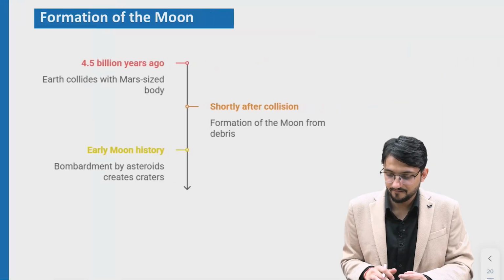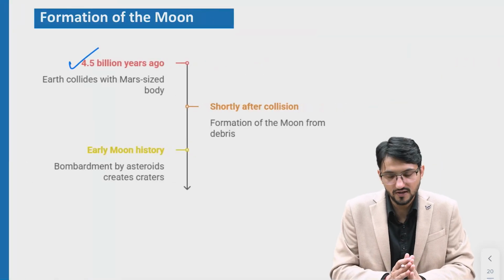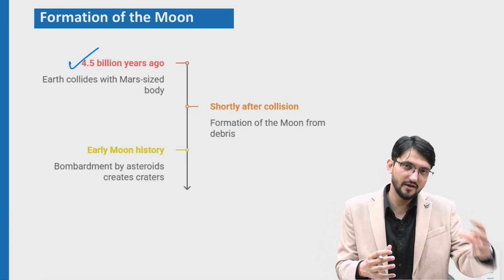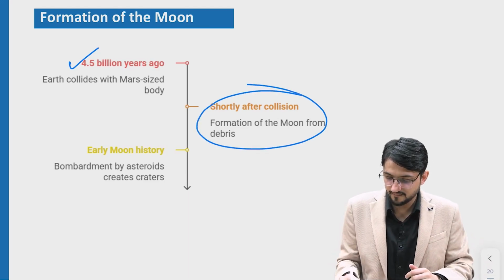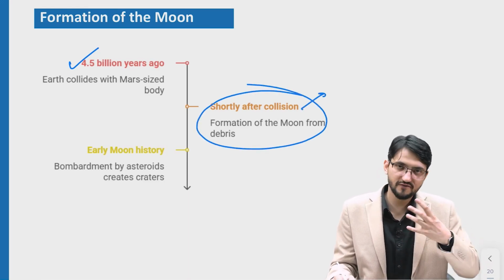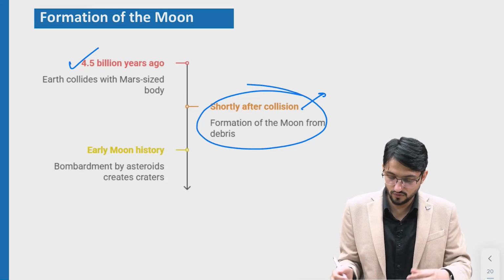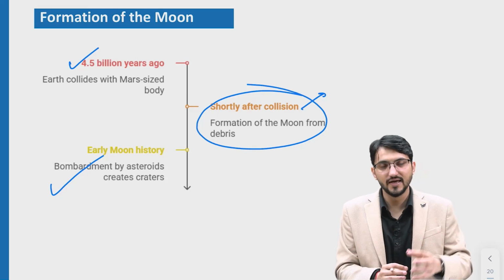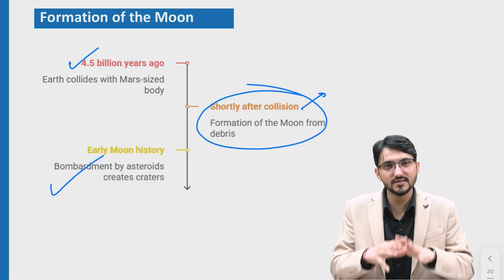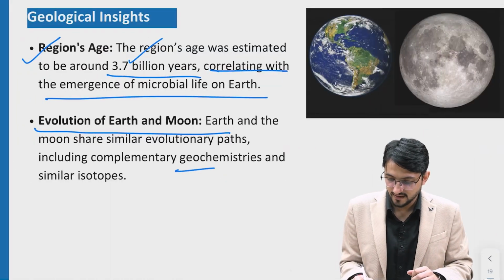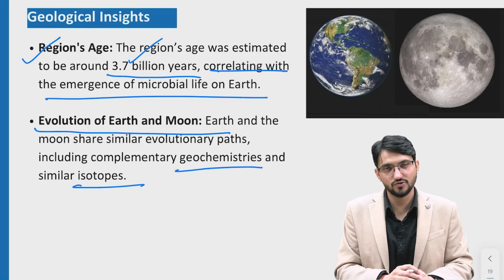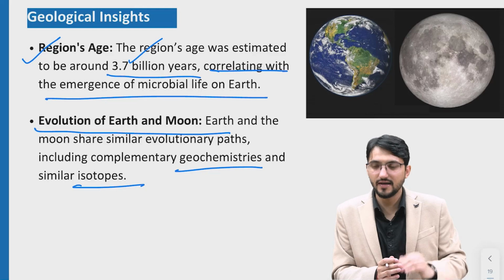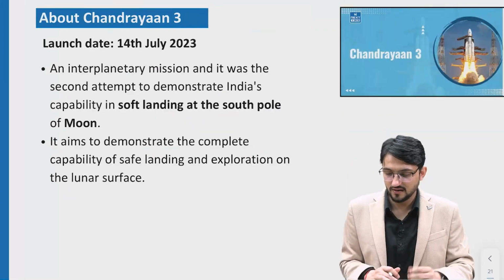We know that 4.5 billion years ago, a Mars-size body collided with Earth and created debris. From that debris, we got our Moon. This debris, because of its gravitational pull, came together as the Moon, and then in the early history of the Moon, it got a lot of bombardment from asteroids. Based on these studies, it is confirmed by geochemistry and similar isotopes. We find similar isotopes on the Moon and on Earth, and also a lot of geochemistry commonality.